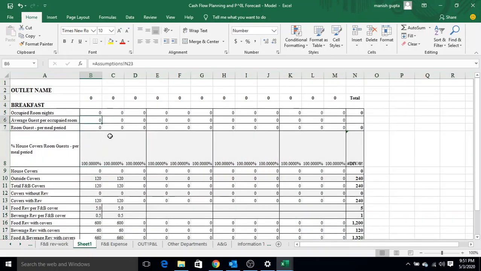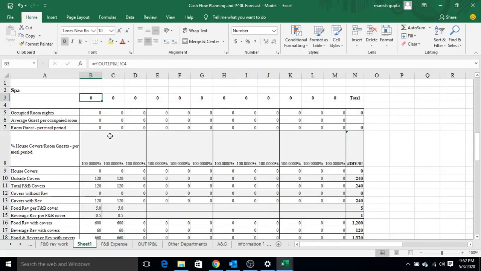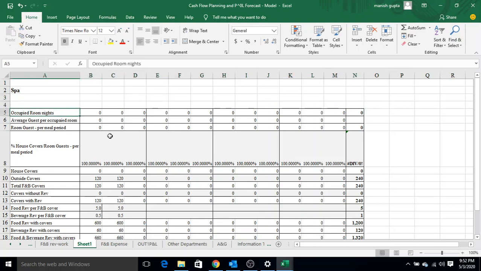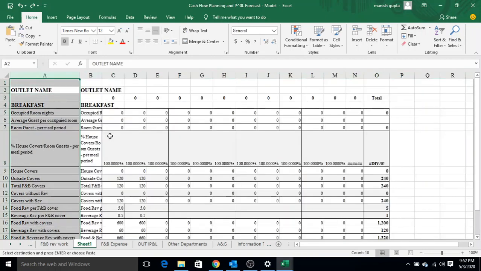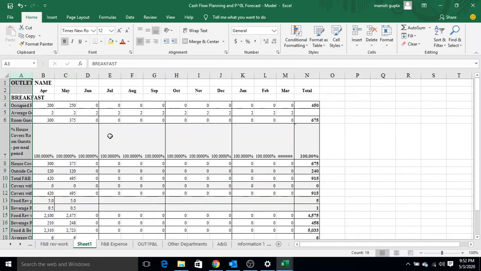So now let's say you want to do the spa, right? Since we are having only one meal period there, you can easily understand. These are the months. So let's remove it for the time being. Occupied room nights will be coming from the room guest, room occupied rooms, and also I think I have to copy it at the same length here, and then it will come. Yes.